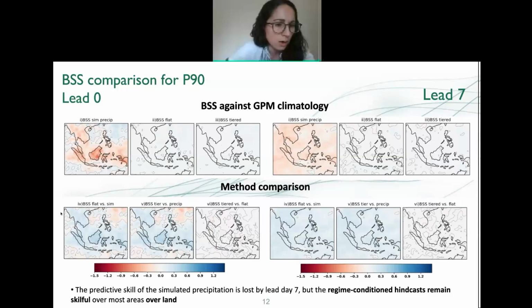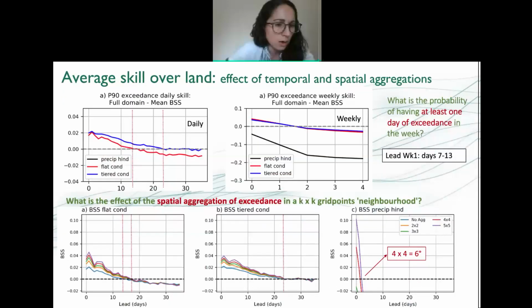So this is showing us that the flat and the tier methods outperform the simulated precipitation overall over land, and they tend to do that for both lead times. So we can then move to considering this as a global metric for all land points. If we look at this plot on the top left, we have the comparison of the mean Brier skill score for the two methods.